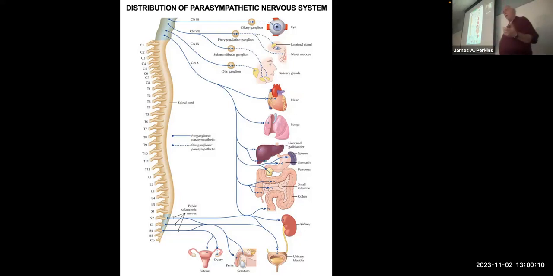So the urinary bladder, where the parasympathetic system is what actually causes urination. And then some of the internal and external genitalia. So in the female, the uterus and the ovaries, and in the male, the testes and the penis.